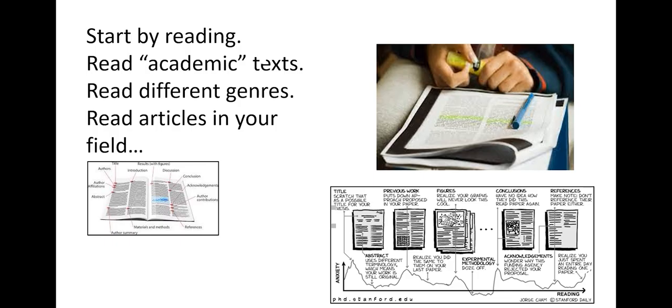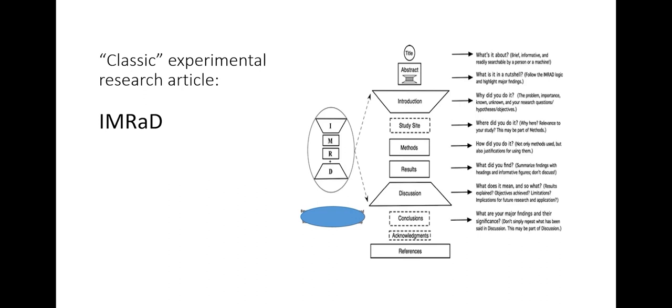I'm assuming most of you have heard of IMRAD, and if you haven't, this is a good place to be introduced to it. This is the classic experimental research article: I, introduction; M, methods; R, results; and D, discussion. If we look at this diagram, of course there's an abstract here. Look at the trapezoid, that's the introduction, followed by study site, methods, results, and discussion, which starts narrow and goes wide. All right.